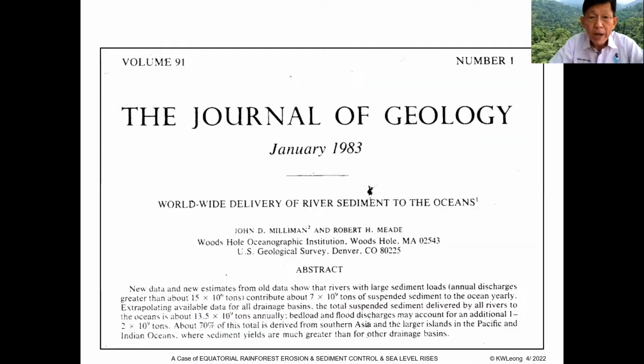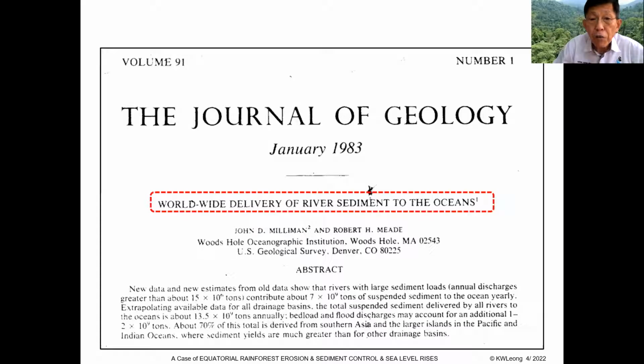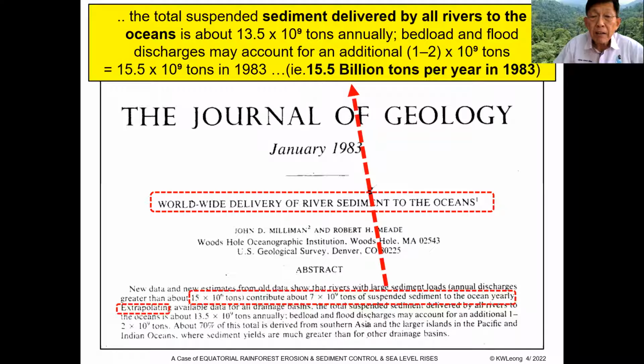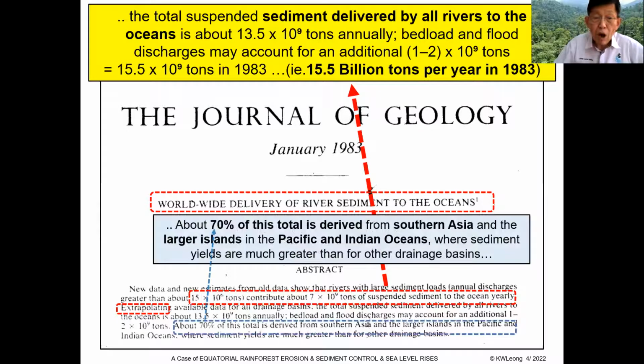Just to share, I read the Journal of Geology in 1983, papers published by Professor Milliman and Robert Meade. In 1983, 40 years ago, they said that worldwide delivery of river sediment to oceans was 15.5 billion tons per year, of which 70% of this total is derived from Southern Asia and larger islands in the Pacific and Indian Oceans. Ladies and gentlemen, that's 40 years ago.